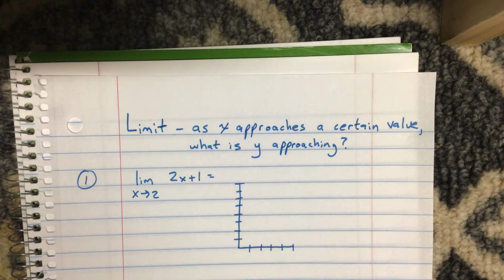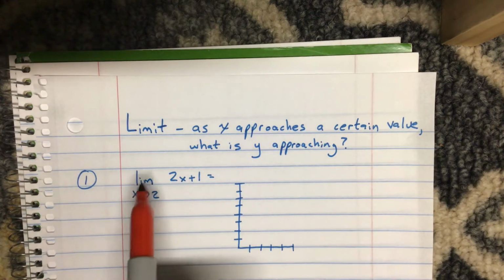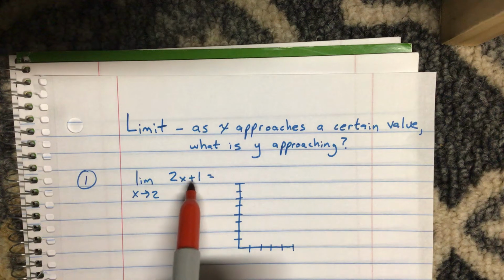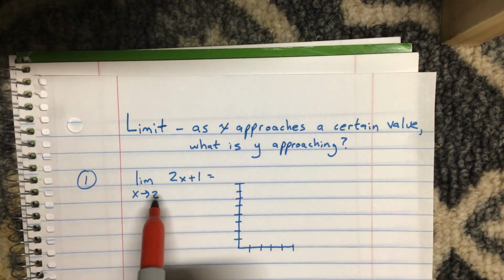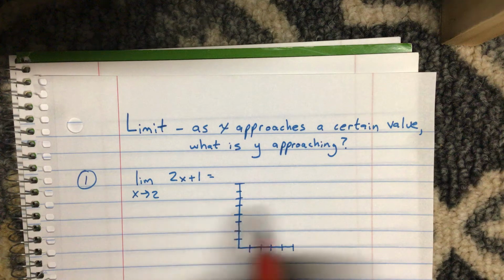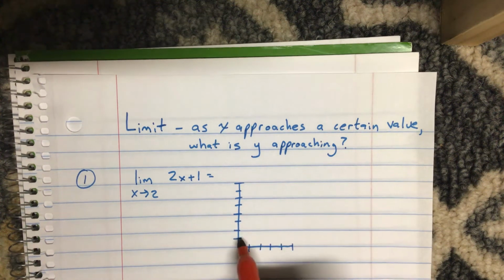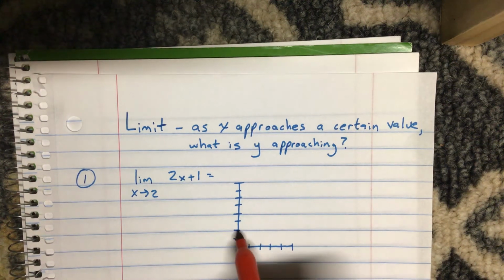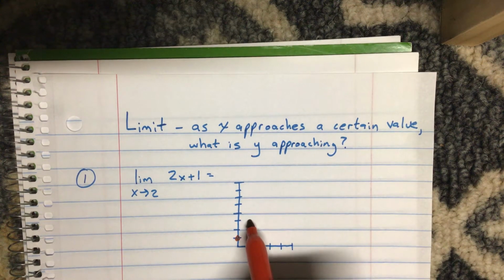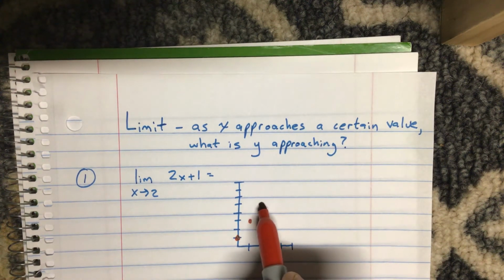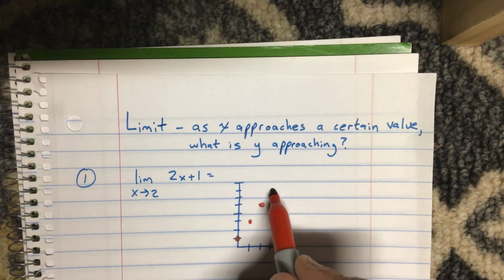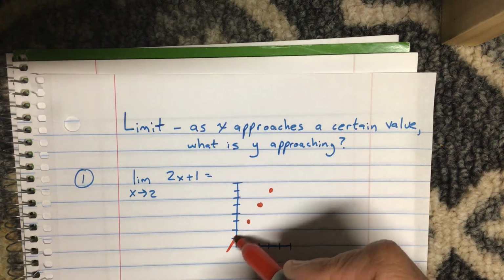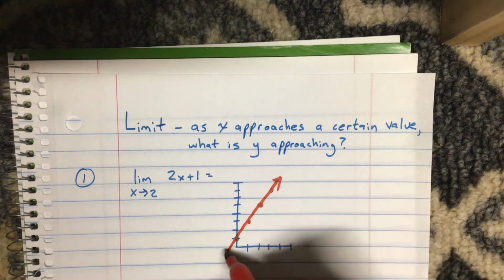My first example is a linear function, and this is read as the limit of 2x plus 1 as x approaches 2. So I'll start by graphing it for you. So this is a linear function. The y-intercept is 1. The rate of change, or the slope, is 2, so up 2 over 1, up 2 over 1, up 2 over 1. So the graph looks like this.